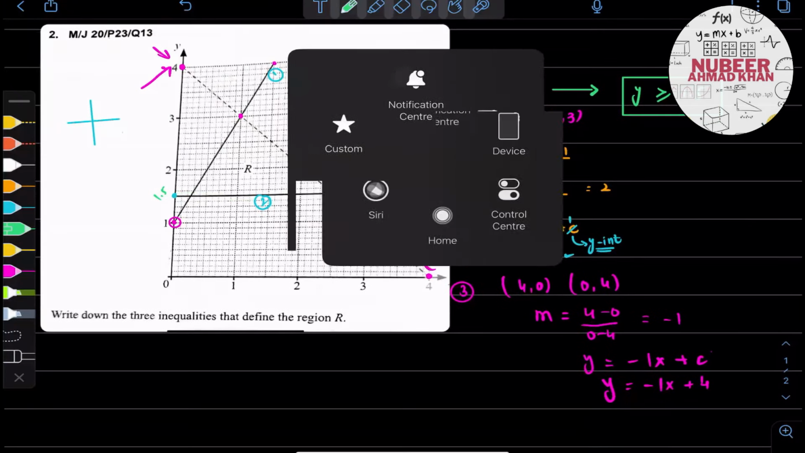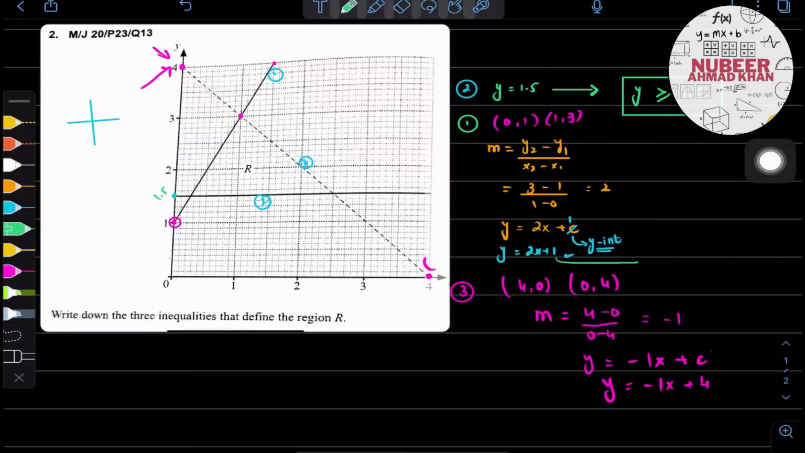Okay. Let's look at the second line. 2x plus 1 वाली. This was line number 1. Is the region R above this line or below this line? Below the line. So below the line means less या greater? Less than. बिल्कुल ठीक है. So y is less than or equal to 2x plus 1.